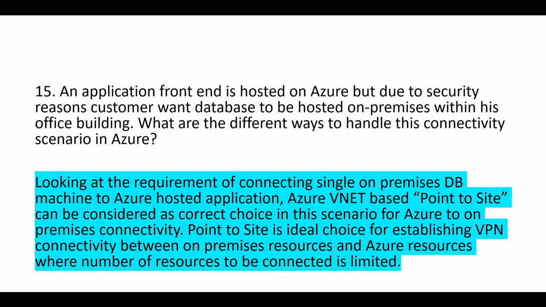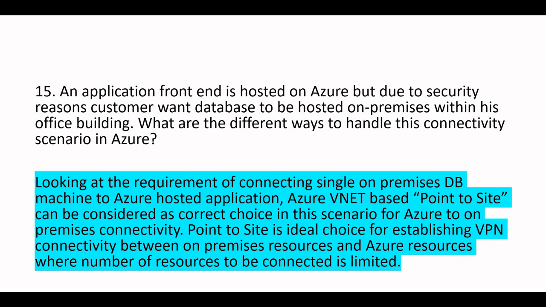The application is hosted on Azure, but due to security reasons, the customer wants the database to be hosted on-premise. What are the different ways to handle this connectivity? In these cases, you can use point-to-site connectivity. Looking at the requirement of connecting a single on-premise DB machine to an Azure-hosted VNet, point-to-site connectivity can be used. Point-to-site connectivity means establishing your connections from your on-premises to Azure.